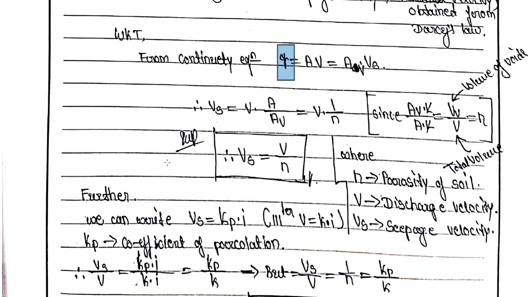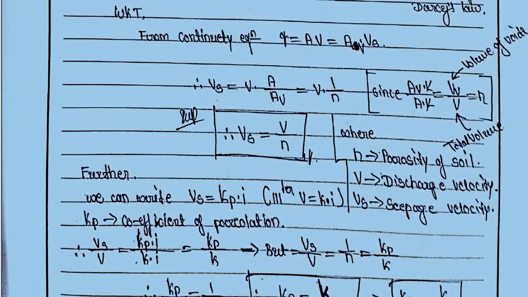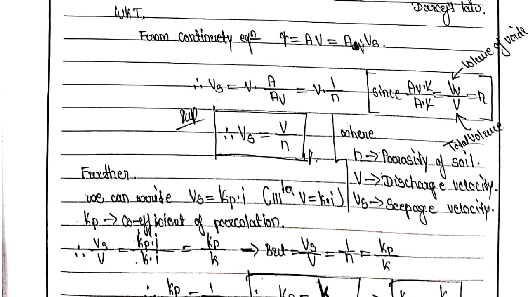So further you can see over here, we can write it as Vs is equal to Kp into I. Here Kp is different. Kp is coefficient of percolation. So percolation is only going to occur through the voids of the soil. So that's why it is called as percolation. So Kp is coefficient of percolation into I, which is equal to Vs. So what is equal to V?